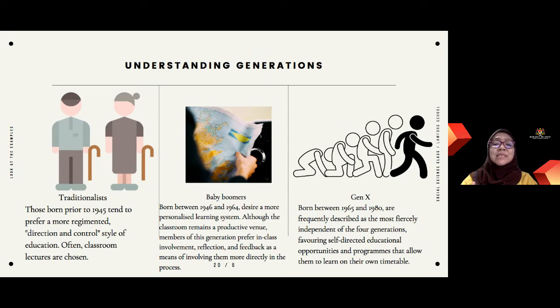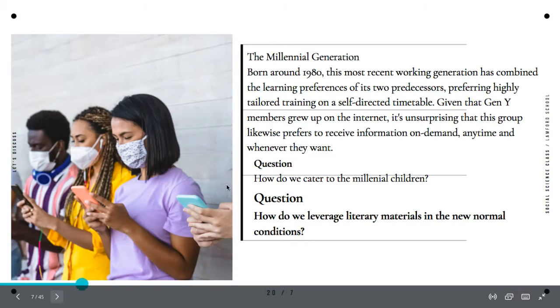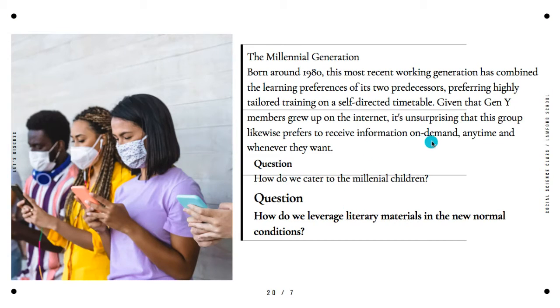So we've got Gen X, Gen Z. Gen X, those between 1965 to 80, favor self-directed educational opportunities and programs that allow them to learn on their own timetable. So we have Gen Z students and the millennials, who prefer self-directed learning.